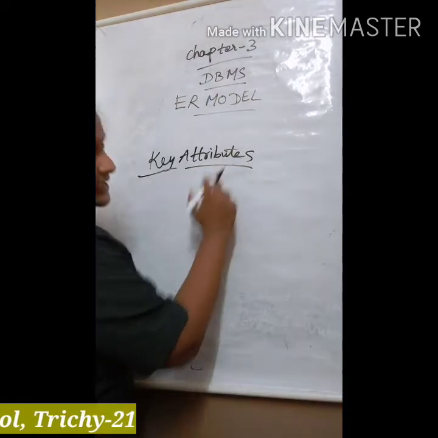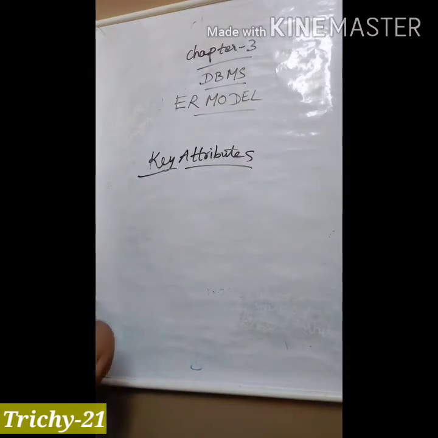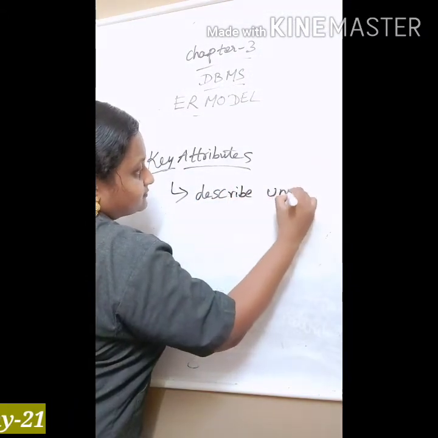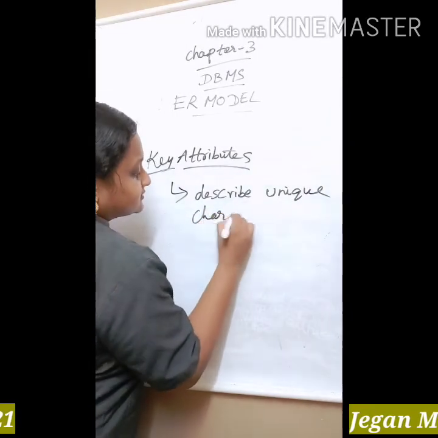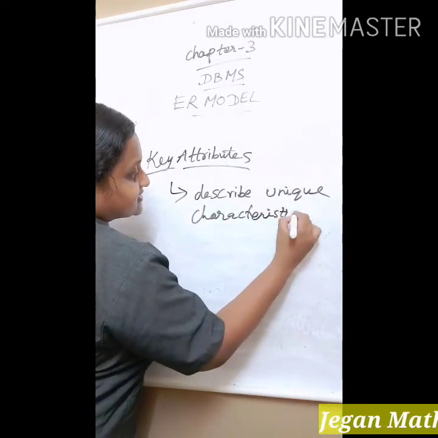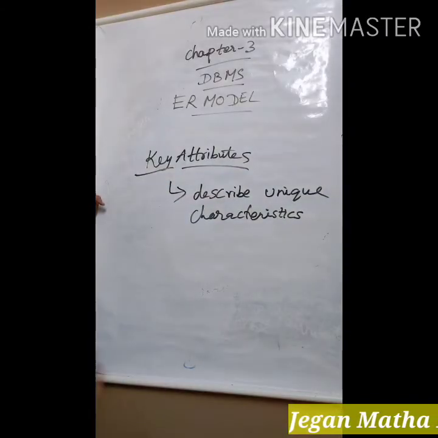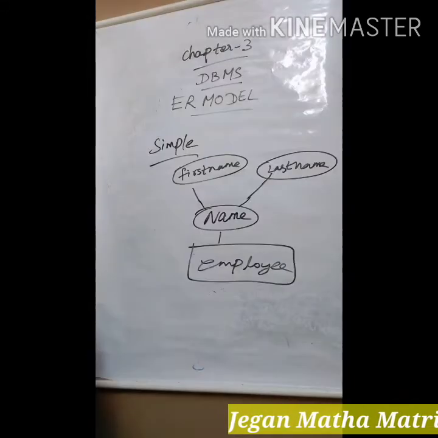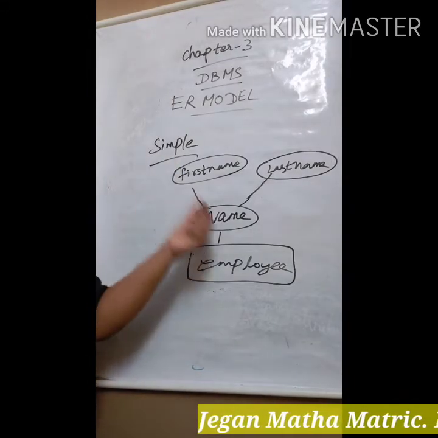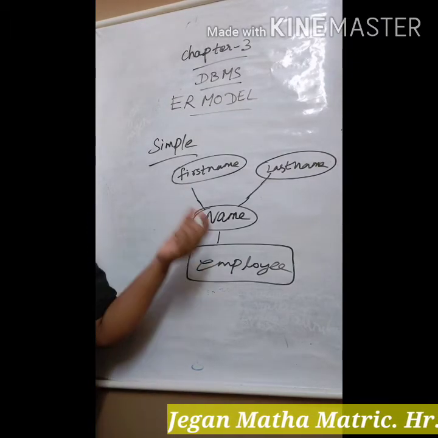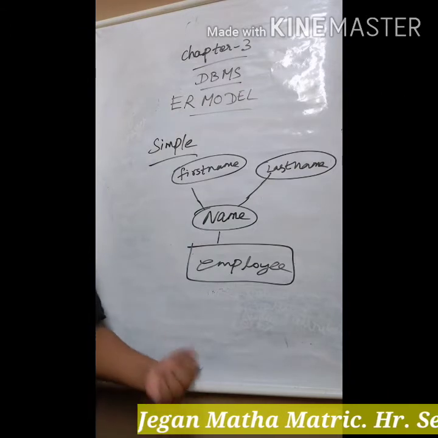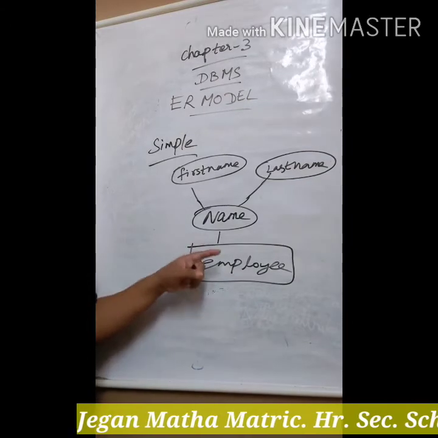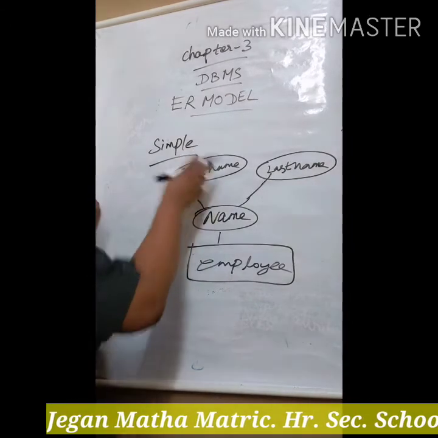The first one is key attributes. It is used to describe a unique characteristic of an entity. Then simple attributes. Simple attributes cannot be separated. They will have a single value for their entity. For example, let us consider name as an attribute for the entity employee, and here the value for that attribute is a single value.